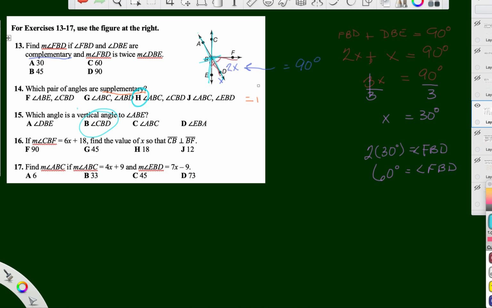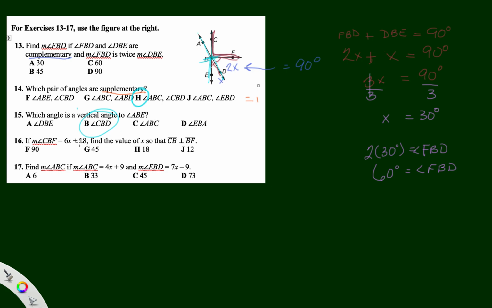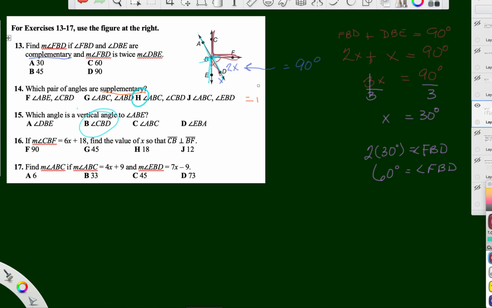If CBF is 6x plus 18, find the value of x so that this is perpendicular to this. What does perpendicular mean? It means they make a 90-degree angle. I am having trouble writing today. So, just simply write and solve an equation.